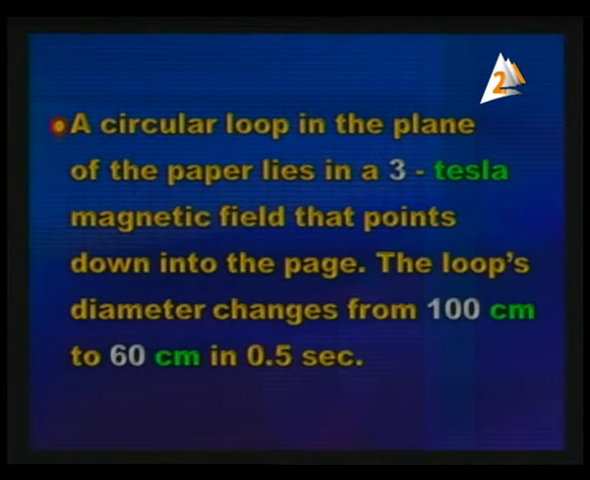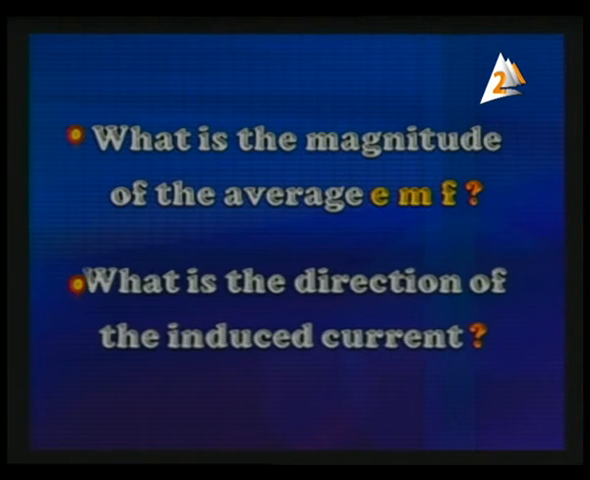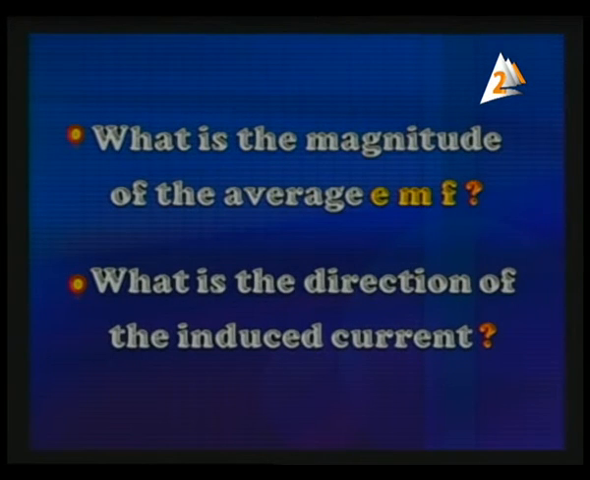Once again, a circular loop in the plane of the paper lies in a 3 Tesla magnetic field that points down into the page. The loop's diameter changes from 100 to 60 centimeter in a time of 0.5 seconds. What is the magnitude of the average EMF? What is the direction of the induced current?